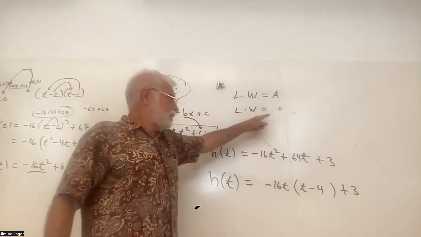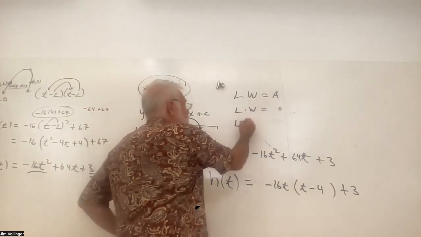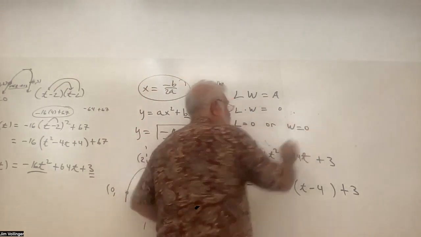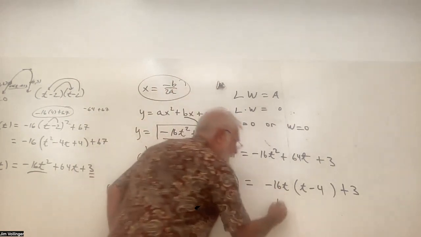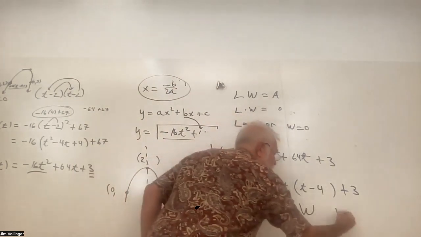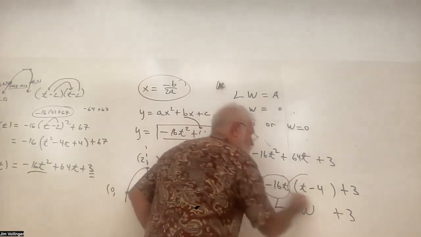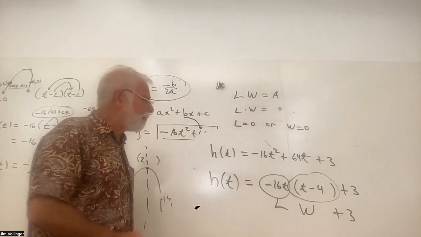If length times width equals 0, then either length equals 0 or width equals 0. It has to be true. One of those has to be true. And we're at that right now. We're at length times width plus 3. We've got that, length, width. So what numbers make that 0?